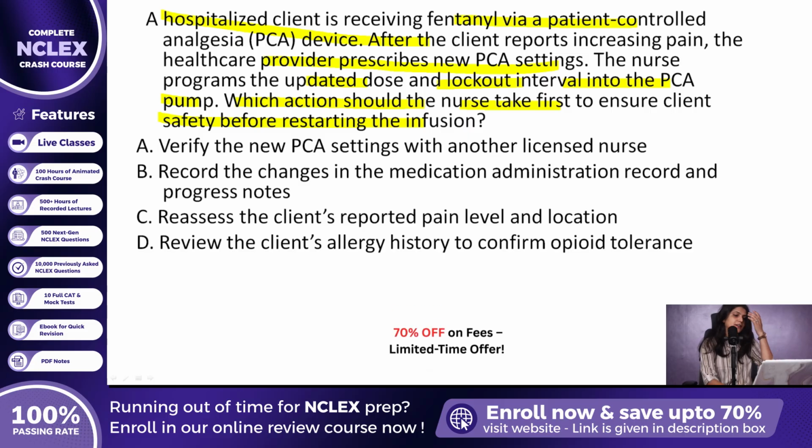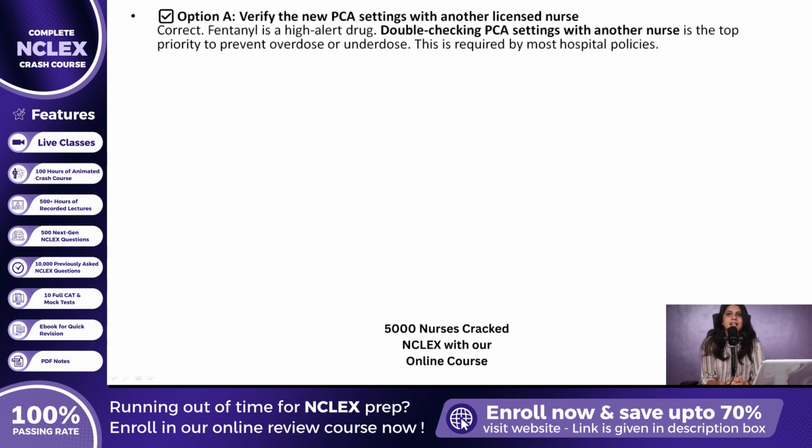Think about your nursing priorities, especially when working with controlled substances and programmable infusion devices. Now, let us reveal the correct answer. The correct answer is Option A, verify the new patient-controlled analgesia settings with another licensed nurse. This is the first and most critical step to ensure client safety because fentanyl is a high-alert opioid medication, and any programming error in the dose or timing could result in severe respiratory depression or even death.